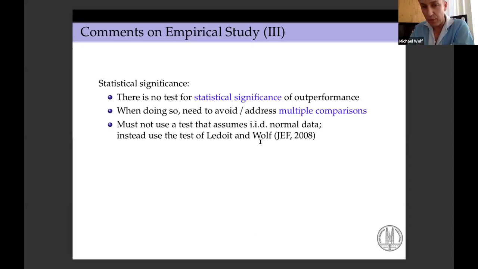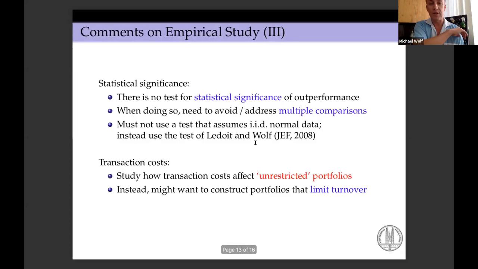But I looked at your previous paper, and there you did testing, but you used a bad test, the MEML test. The MEML test assumes IID normal data, and it's really not valid. So you shouldn't use the MEML test. I can here shamelessly advertise our own work: use the test by Ledoit and Wolf. It works for heteroscedastic data, for dependent data. It does need normality, so that one would be safe to use.